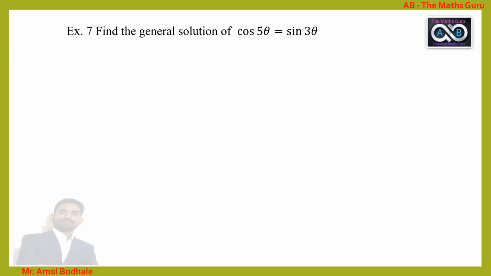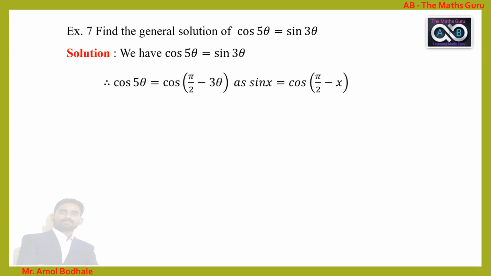Let's see the next example. Find the general solution of cos 5 theta equal to sin 3 theta. So here we have given cos of 5 theta equal to sin of 3 theta. To find this solution, both sides should be in the same trigonometric function. So we must change any one trigonometric function. Here we can change this sin theta.